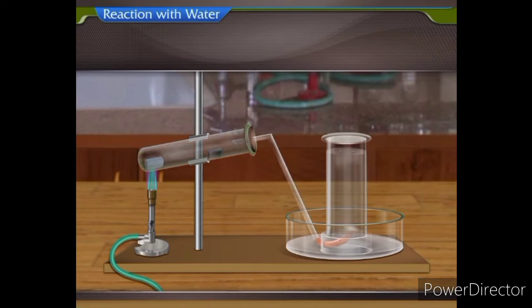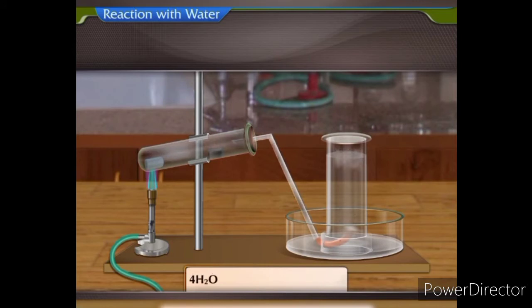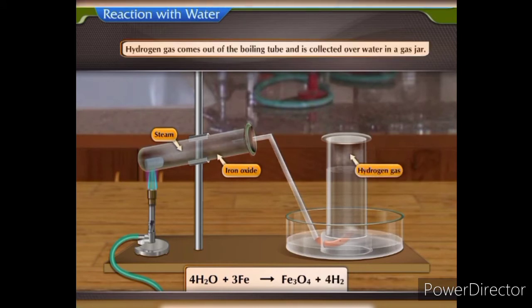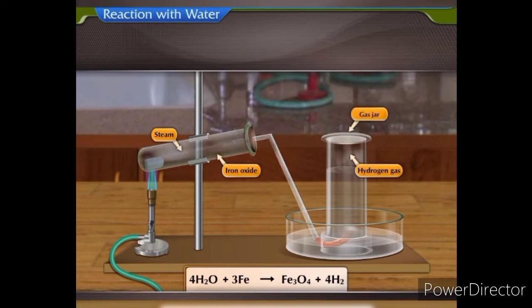On heating the boiling tube, water gets converted to steam, which reacts with iron to form iron oxide and hydrogen gas. Hydrogen gas comes out of the boiling tube and is collected over water in a gas jar. This experiment shows that iron reacts with steam.